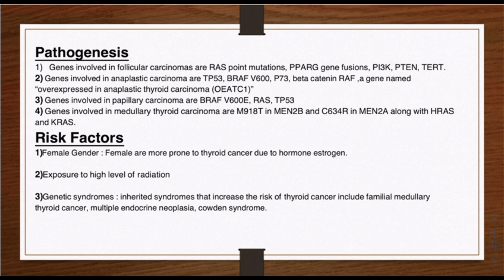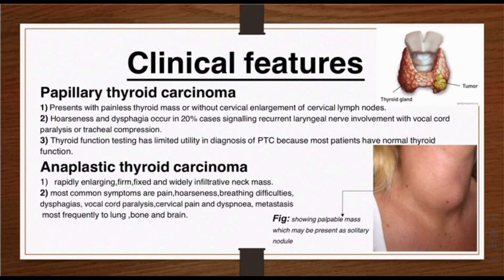Risk factors. Females may be more prone to thyroid cancer due to the hormone estrogen. Exposure to high levels of radiation and inherited syndromes that increase the risk of thyroid cancer include familial medullary thyroid cancer, multiple endocrine neoplasia, and Cowden syndrome. The clinical features are as follows.